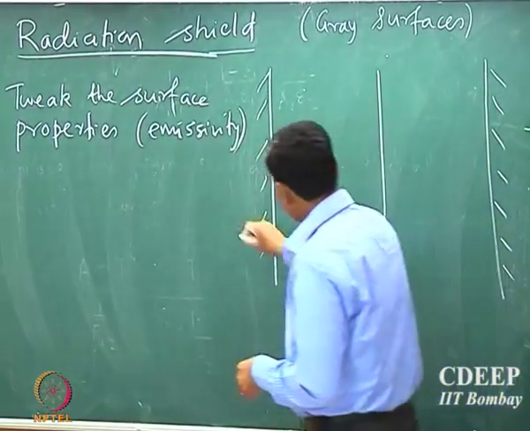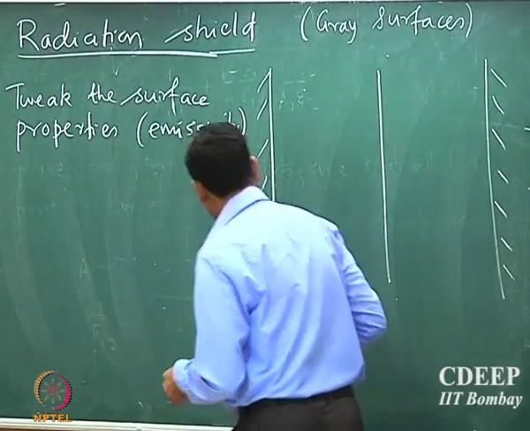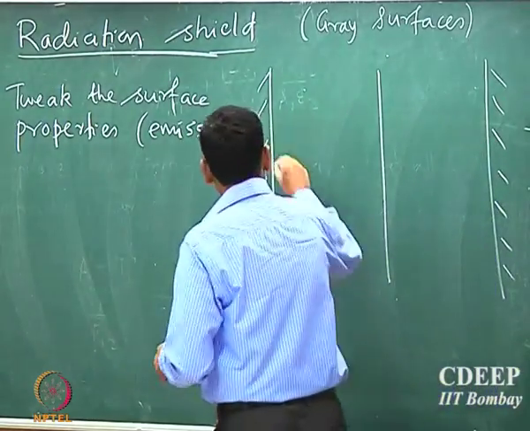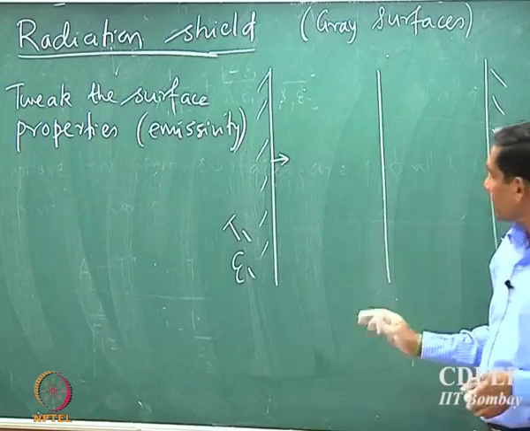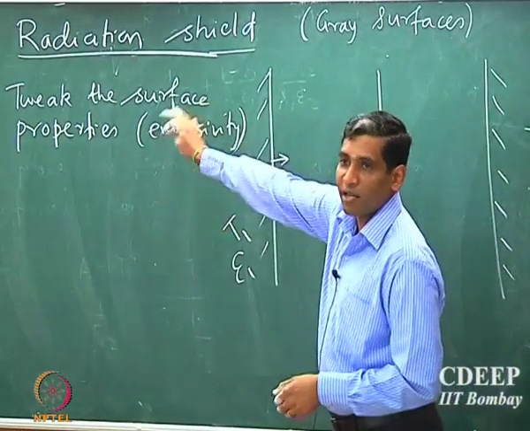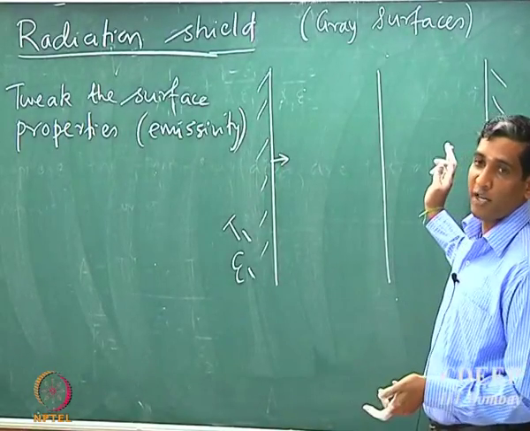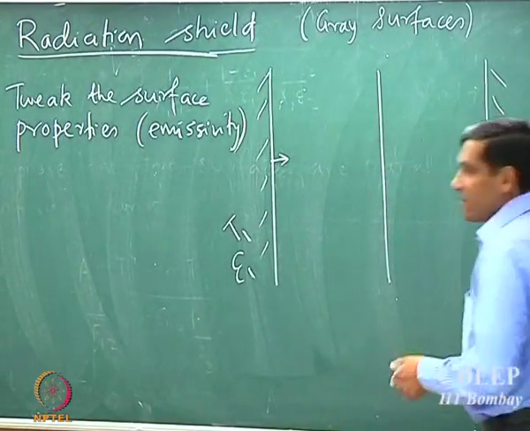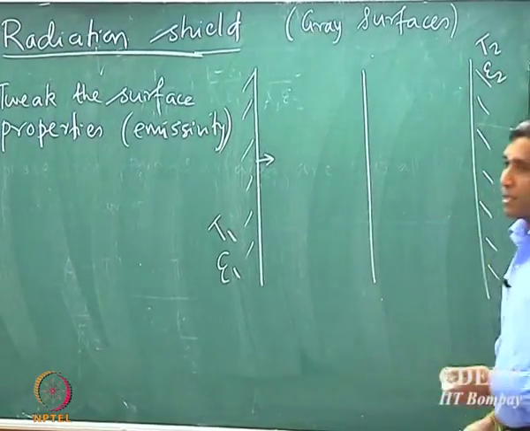Supposing we have one surface which is maintained at temperature T1, with emissivity epsilon 1, and it's emitting radiation on the inside of that particular surface. Let's say there is no radiation on the other side, or let's say there is a reactor sitting on the other side. So what is relevant is only the radiation emitted by the outer surface of that object. And let's say this is the receiving object, which is at temperature T2 and emissivity epsilon 2.